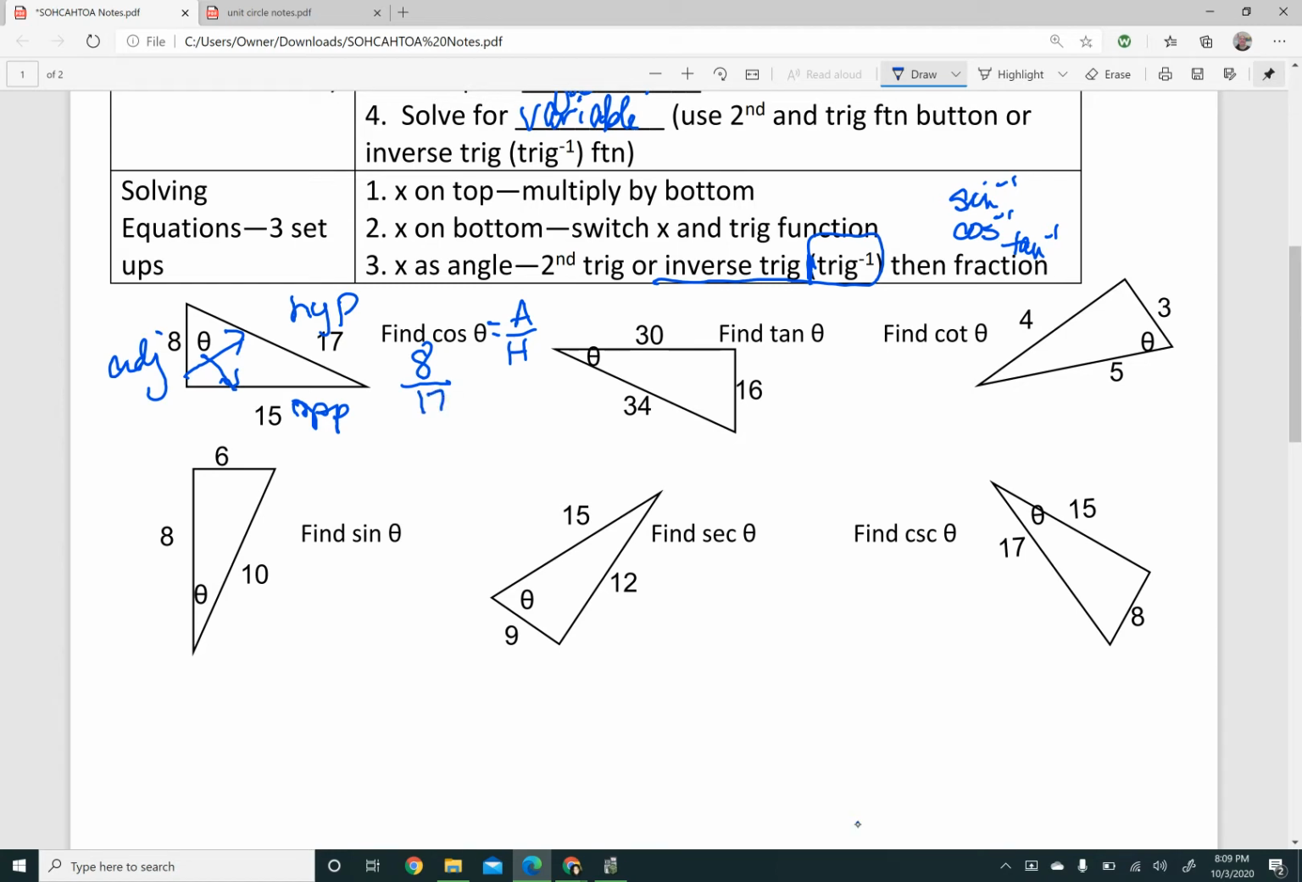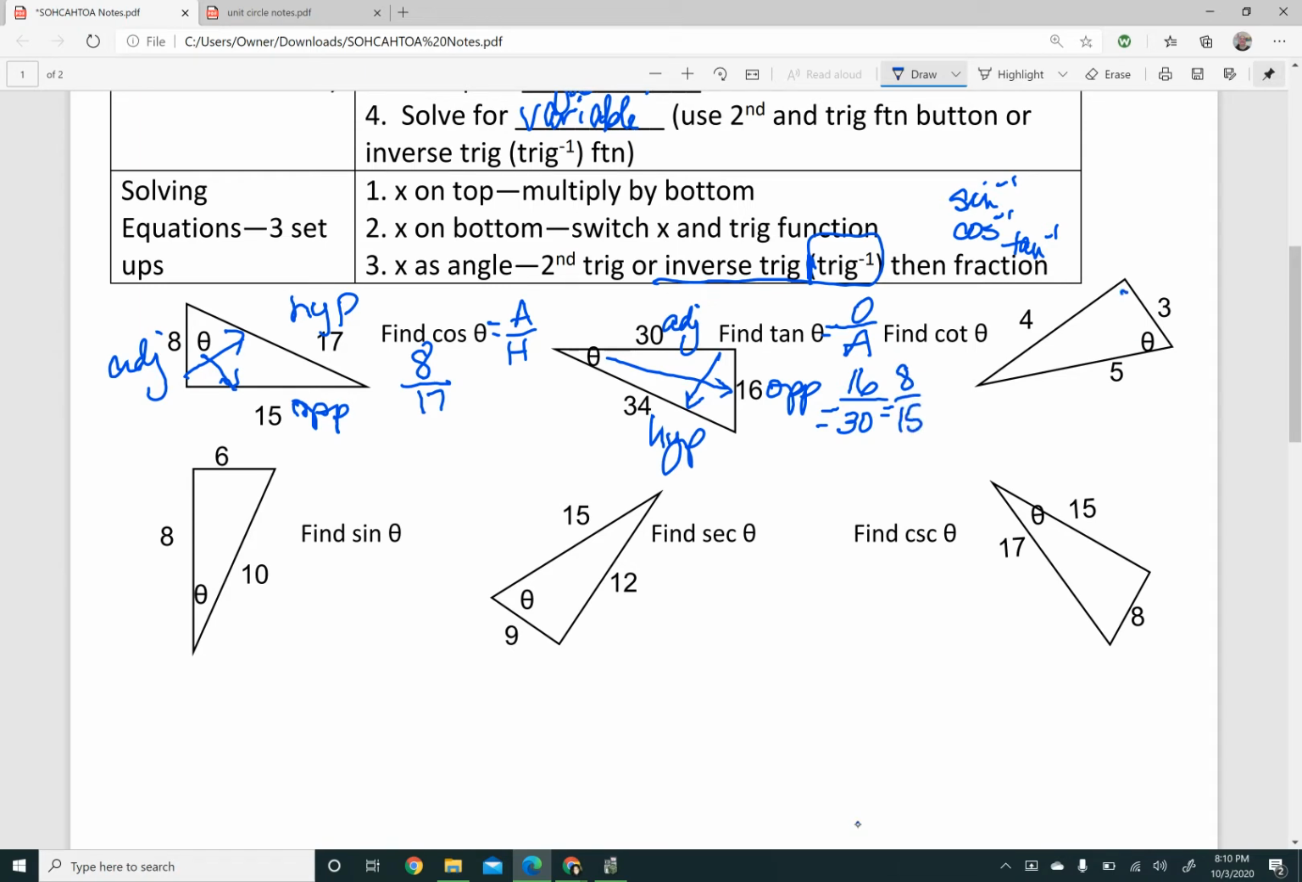So here's theta. This is the opposite side. Here's the right angle, so here's the hypotenuse. That makes this the adjacent side. So tangent is opposite over adjacent. And so we say that the answer is 16 over 30. And you should reduce that. You can put that in your calculator and reduce it to 8 over 15.